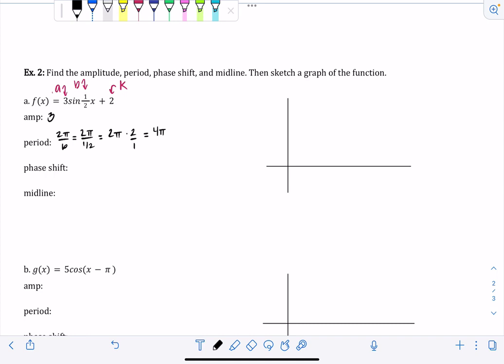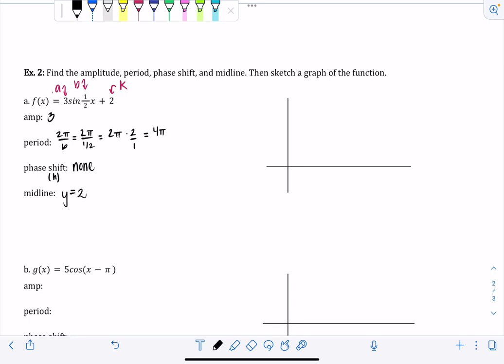And then for a phase shift, that's h. So phase shift is h. That's your horizontal translation. It's just a fancy word for it. There was no h, so you can just write none. And then for the midline, there was a vertical translation up 2 because k was 2. So our midline is y equals 2.